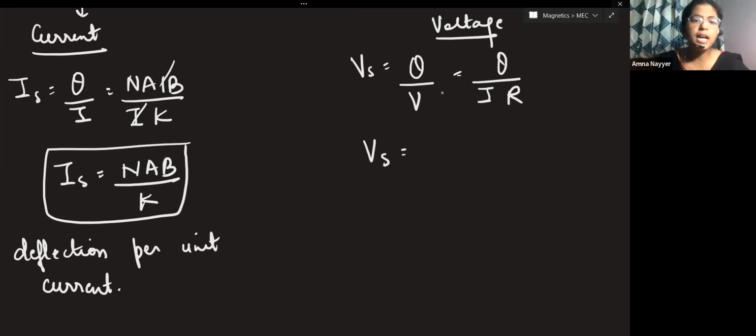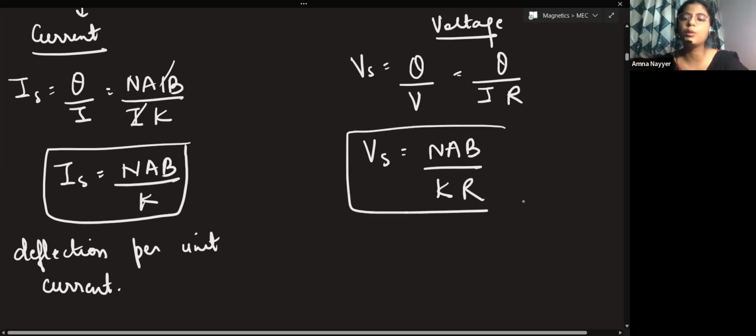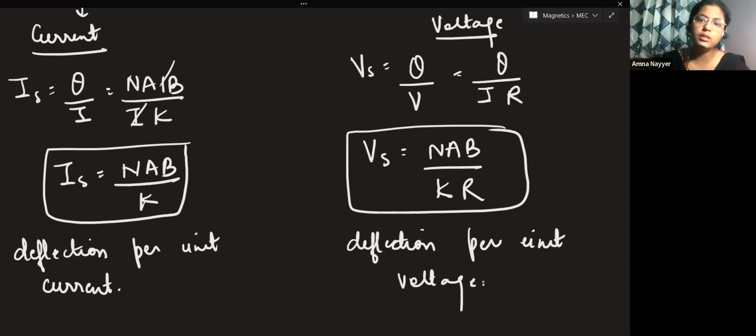So theta by I is this term, NAB divided by K. And we have this resistance addition. That's the formula for voltage sensitivity. The numericals from this portion we'll do in next class only. 1 or 2 numericals are there. Deflection per unit voltage. All right. Note down all these things.